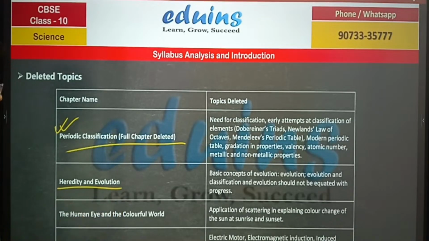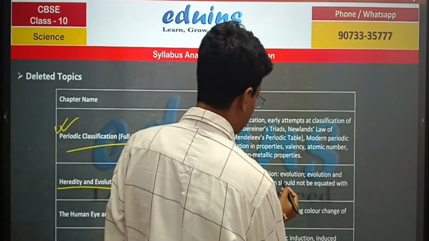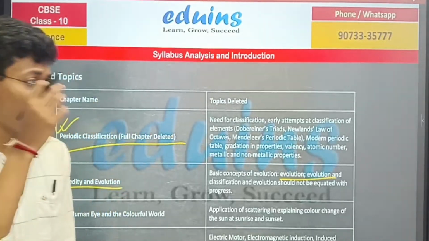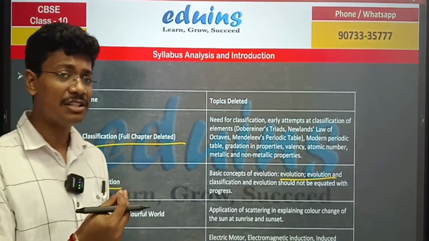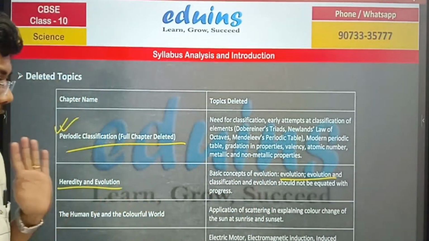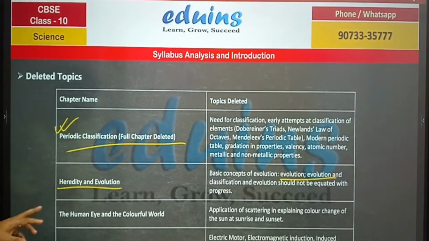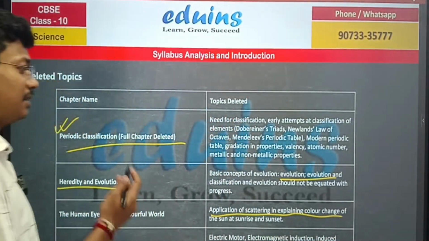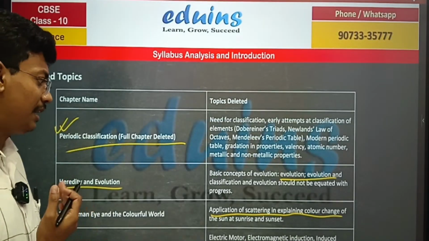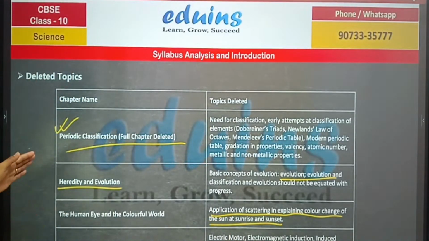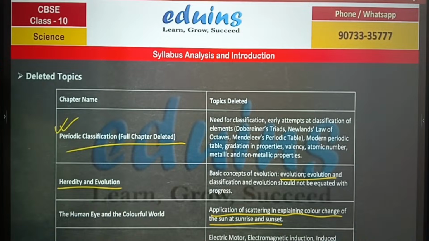Then heredity and evolution from biology, the basic concept of evolution and classification. For this part, the overview or basics of evolution is included. In-depth topics are deleted from this part. Next, the human eye and the colourful world. Here the application of scattering, explaining the colour change of the sun at sunrise and sunset, is deleted from this chapter, which is included in your unit 3, natural phenomena.